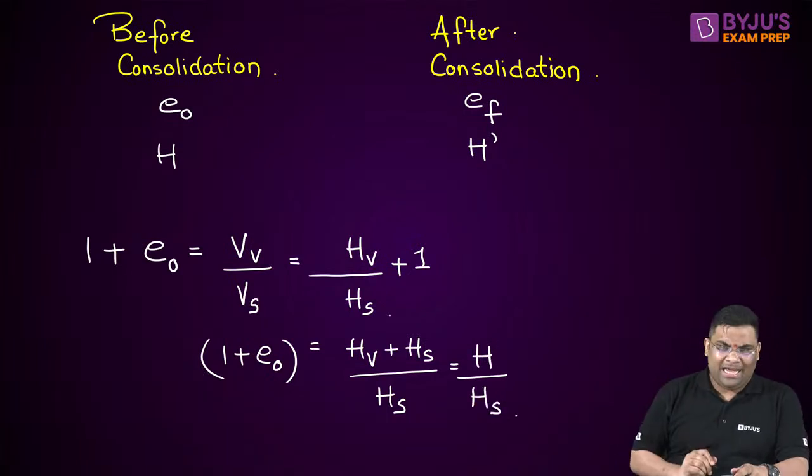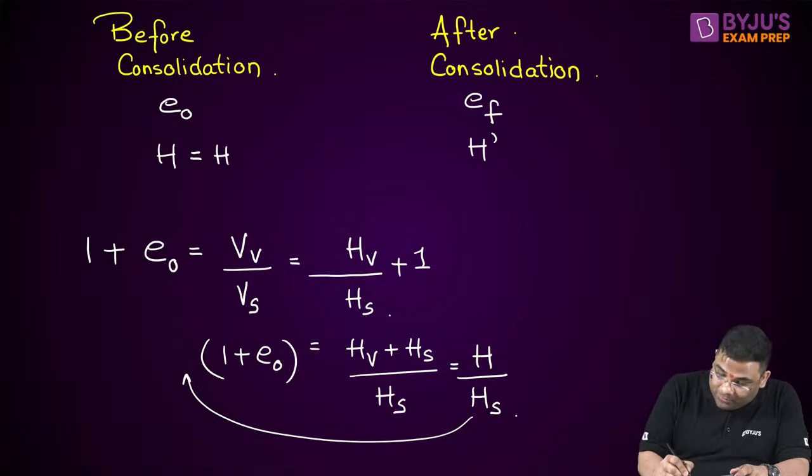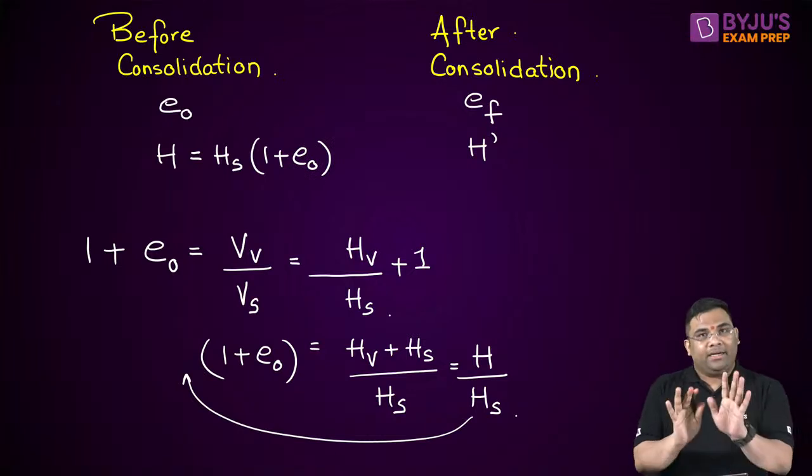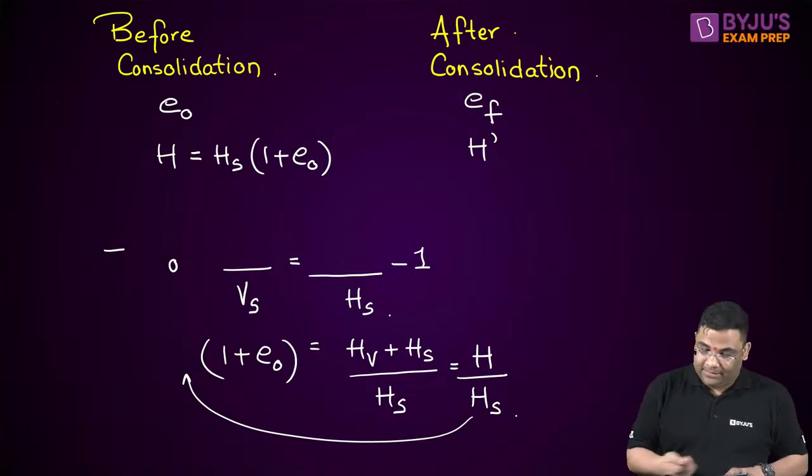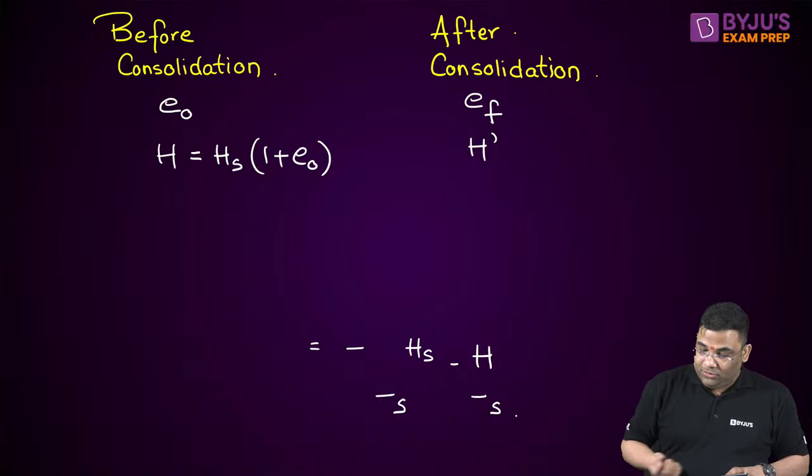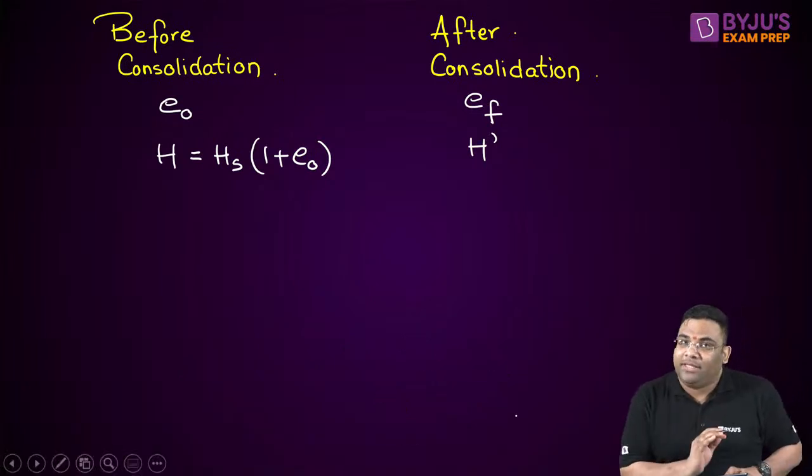So I can say that this initial height is nothing but, I can take this side, it is what? Height of solids into 1 plus e naught. Can I write this? I can write it. Yes, I can write this. I'll erase all these things. So the initial height is equal to height of solids into 1 plus e naught.